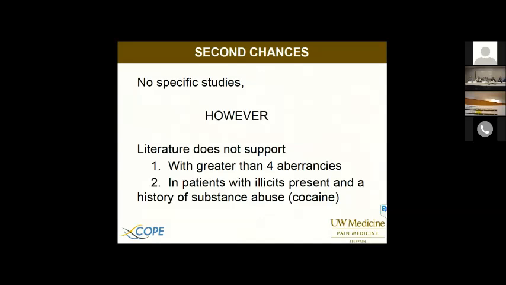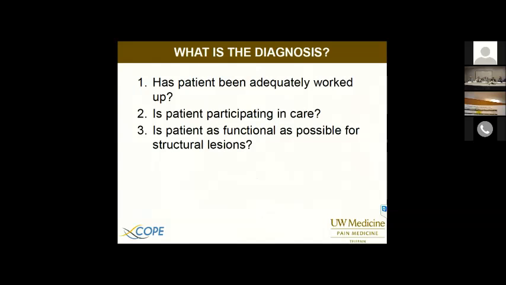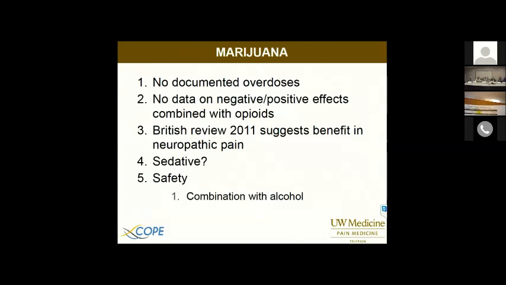So cocaine seems to be a bad actor. So what is the pain? What is the diagnosis? Why are they on chronic opioid therapy? Has the patient been adequately worked up, which is kind of at the very beginning of chronic pain management? Is the patient participating in their care, and is the patient as functional as possible? Again, all the data that you're putting together in your decision making.